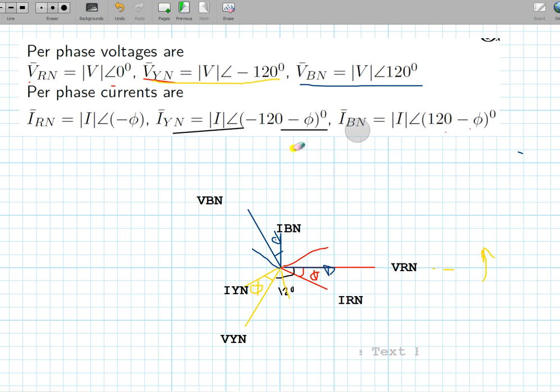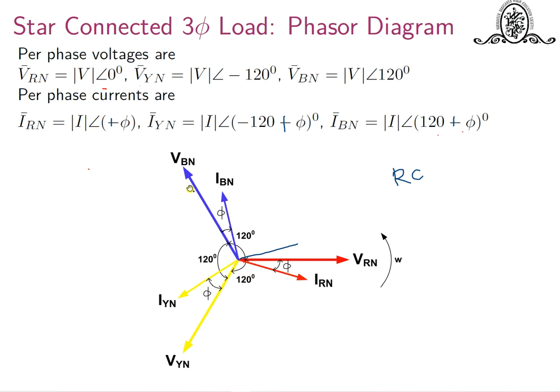So you can try this phasor diagram at home for the leading type of load, the RC type of load. I have explained the phasor diagram for the RL type of load. Now you draw the phasor diagram for the RC type and R type of load at home for the star connected load.